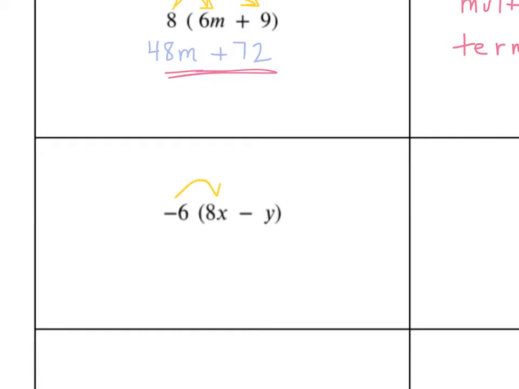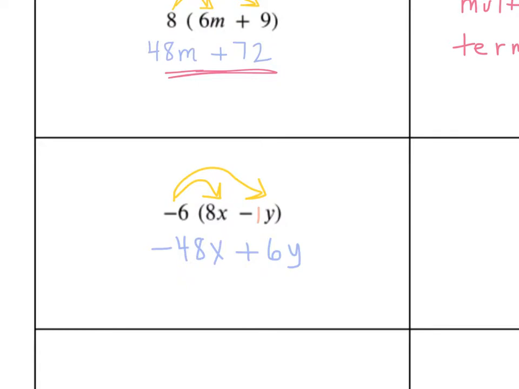All right, let's distribute first. So we take the -6 and it goes to both terms inside the parentheses. Okay, -6 times 8x. A negative times a positive is a negative. So this is -48x. Then -6 times -y. Remember we can put an invisible 1 in front of the variable. So -6 times -1y. A negative times a negative is a positive. So this becomes positive 6y. And that is all we can do. These are not like terms.